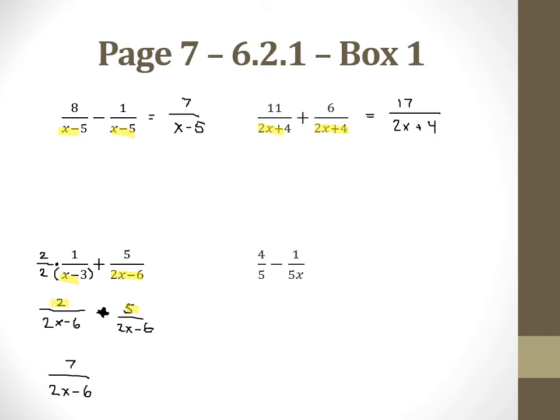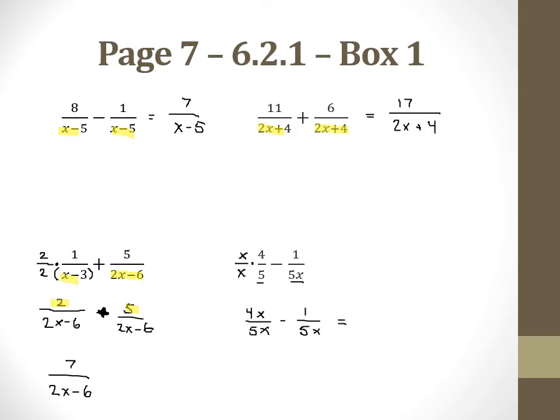And this one here, I see a denominator of 5 and a denominator of 5x. So to make those the same, this first one needs an x. I've already got the 5, but I'm going to multiply by x over x. X times 4 is 4x over x times 5, or 5x, minus 1 over 5x.